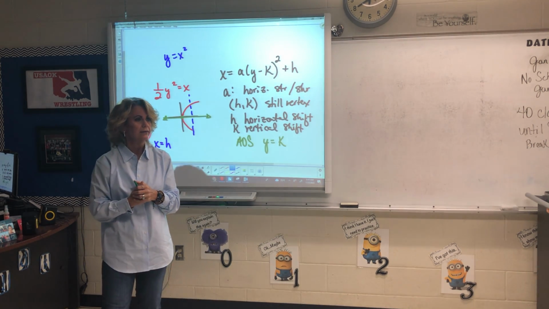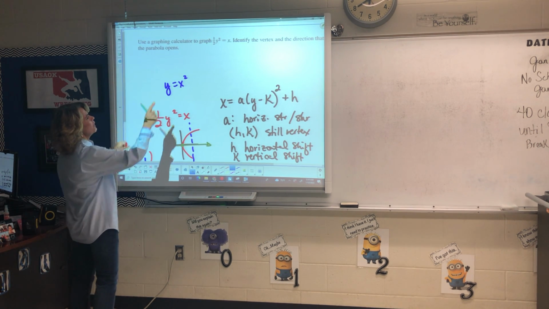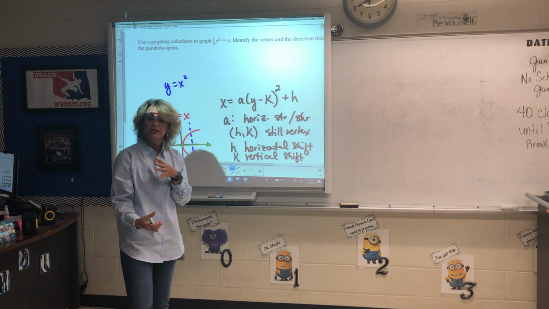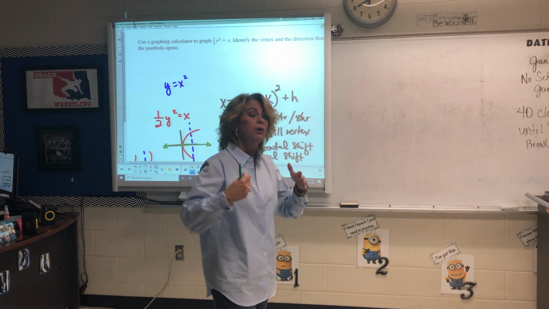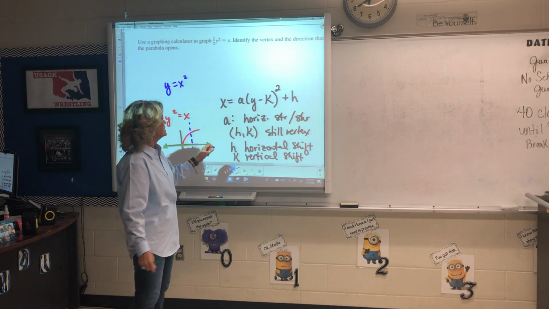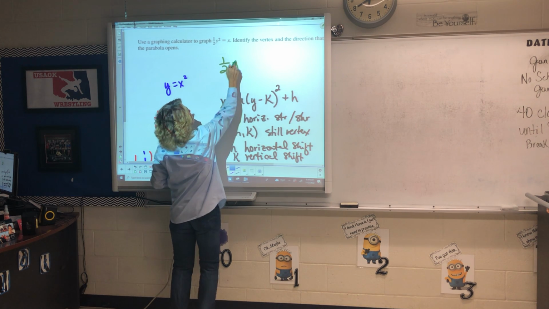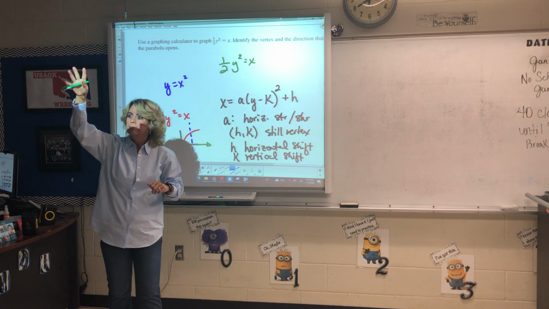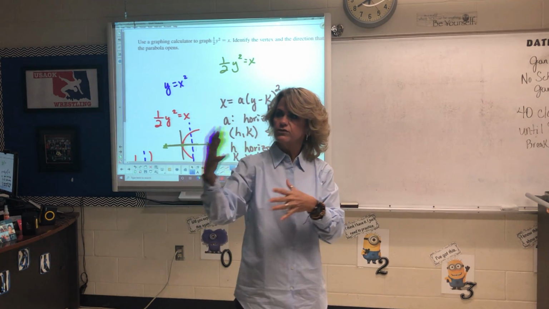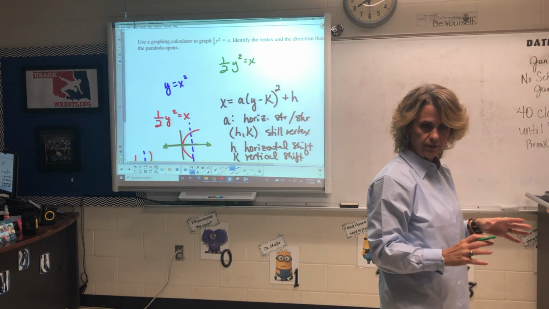Are you with me? Okay. So we have that. So identify the vertex and the direction that it opens. We did this, we looked at the direction that it opened with our calculator, but we should be able to identify it just by looking at it. Is a positive or negative? Positive. So does that mean it opens left or right? Right. Positive is right, or positive would be up, yes? Negative is left, or negative would be down. Are you with me? Okay.